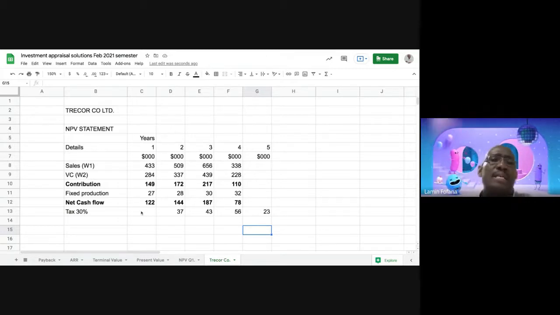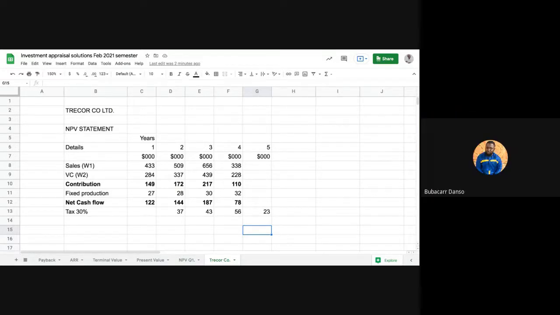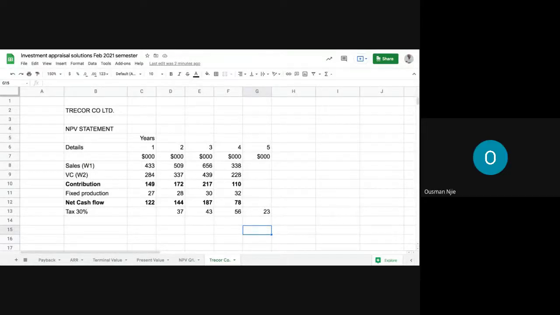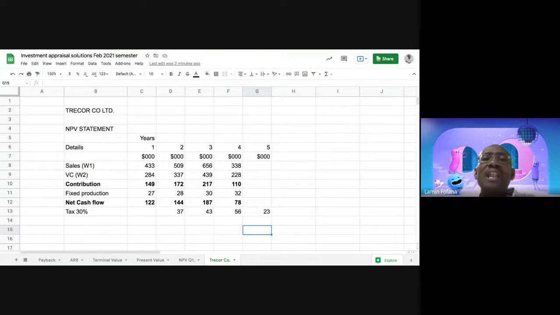That's one thing. The other thing is, if you are submitting your tax returns to GRA, for example, do they allow you to deduct depreciation from your profit? No, they don't allow. We have even learned that in tax. Oh, good, very good. They don't allow you to deduct depreciation. Why don't they allow you?